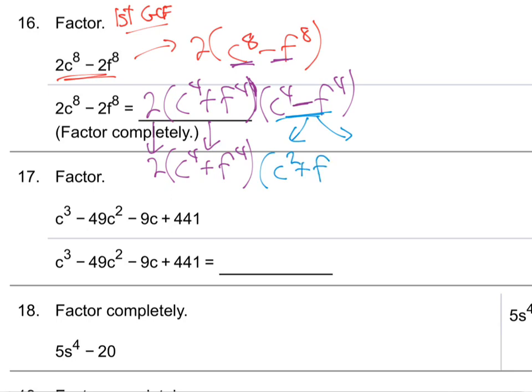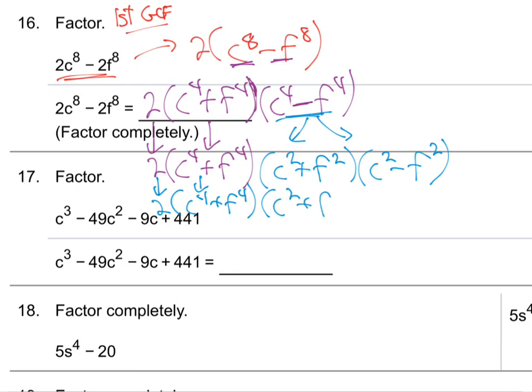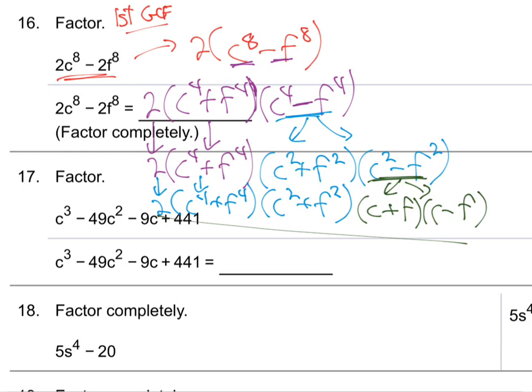C squared plus f squared, c squared minus f squared, right? And then bring down the 2, bring down the c to the 4th plus f to the 4th, and the c squared plus f squared. All the positive ones stay as they are, and then this negative one breaks into 2 again. C plus f, whoops, c minus f. There. There it is, completely done. How do we know we're completely done at that point? Because these guys are all plus, they never break down, and this is minus, but it's only the first power, so it's not breaking down.